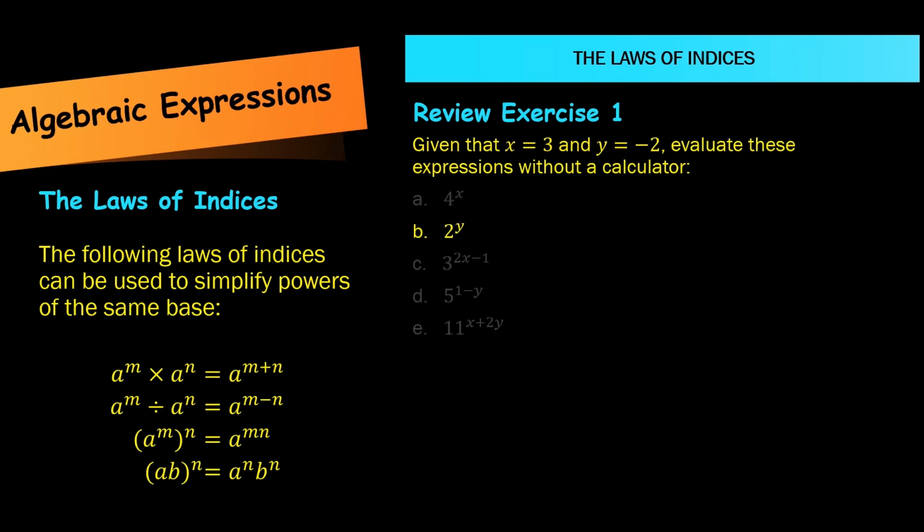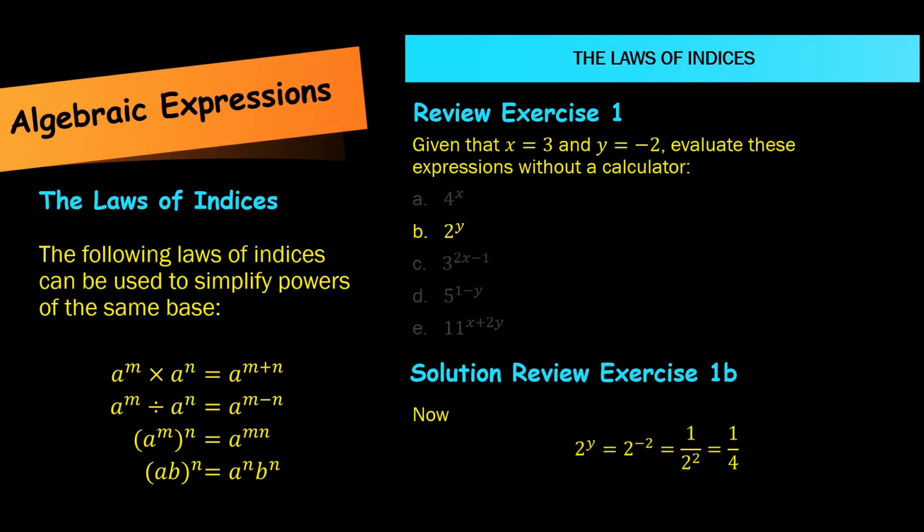Now for review exercise 1b. Given that x equals 3 and y equals minus 2, evaluate 2 to the power y without a calculator. So let's solve this. 2 to the power y equals 2 to the power minus 2. Which equals 1 over 2 squared. Which is of course equal to 1 over 4.